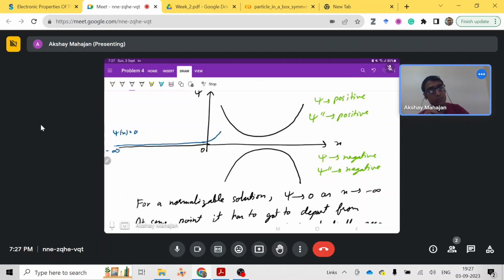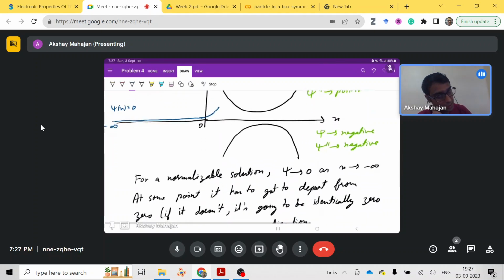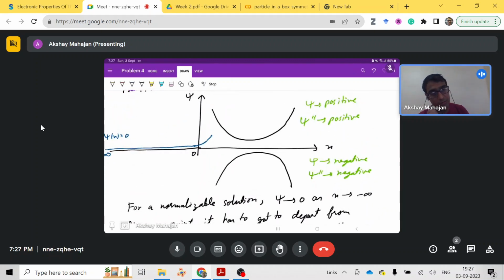It has to become non-zero, and since psi has to be a continuous function, with psi prime not jumping to 0, it will rise up. If it rises up at some positive x greater than 0, then its curvature, the psi double prime, at this point will be less than 0. Okay, I should have written it in this direction. So if psi is greater than 0, then psi double prime is also greater than 0, and if psi is less than 0, then psi double prime is also less than 0.